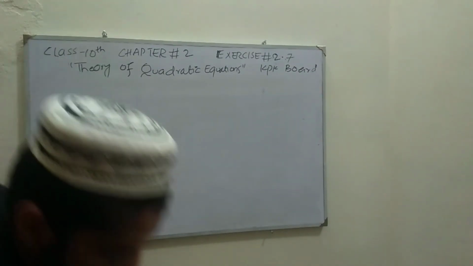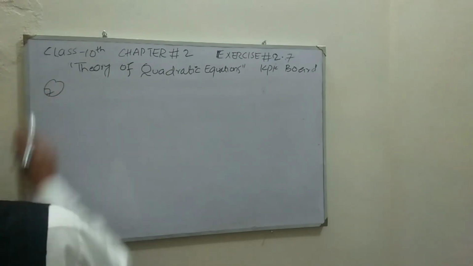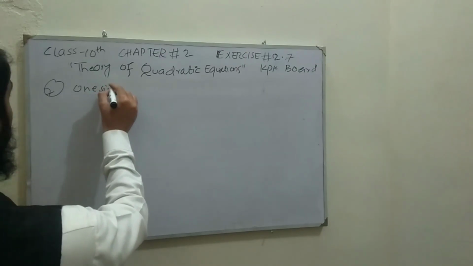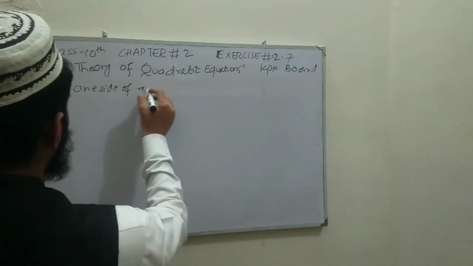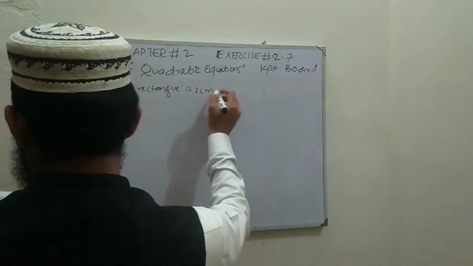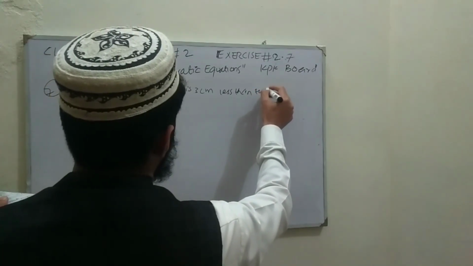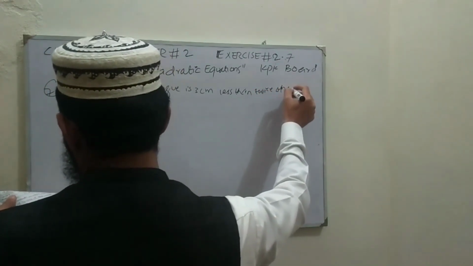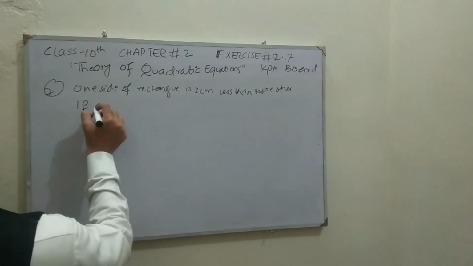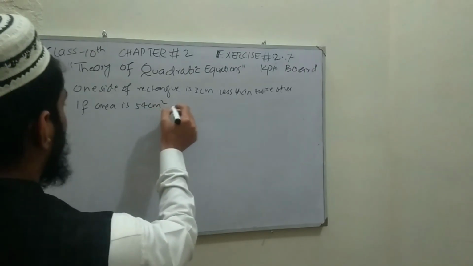Question number 7 tells that one side of a rectangle is 3 centimeter less than twice the other. If the area is 54 centimeter square, find the sides.